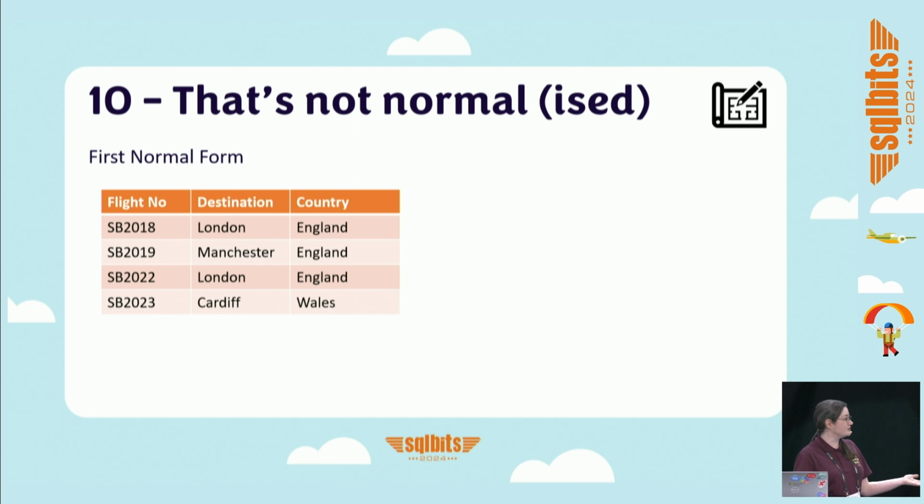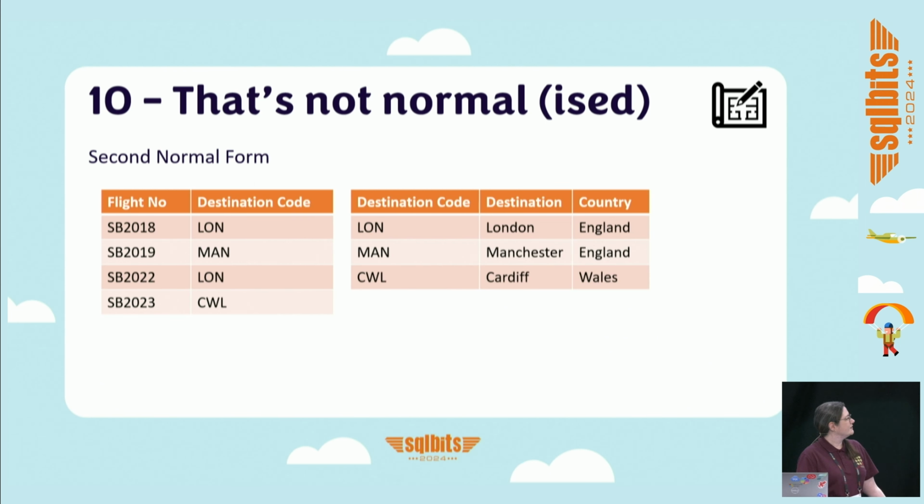And literally all we're doing there is splitting that comma delimited list into two separate columns. So the data is cleaner and it's available there, but we've still got some duplication. You can still see London, England twice. So let's go to second normal form. We pull that data out.